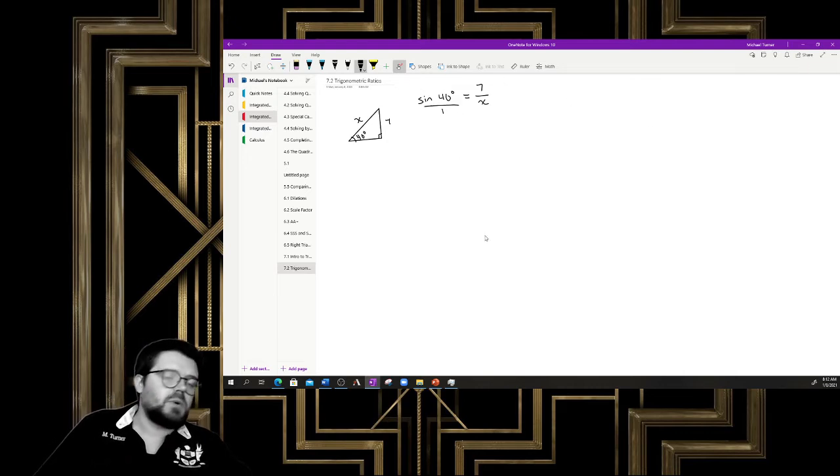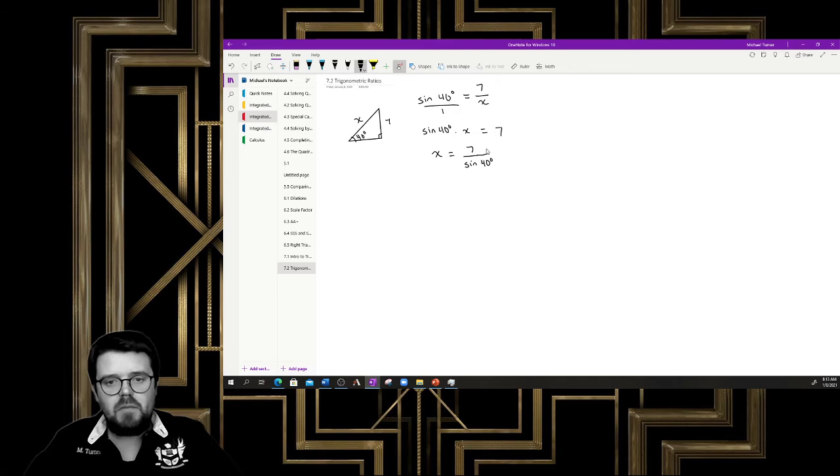This is a cross multiplication problem. So I would cross multiply. I get sine of 40 degrees times x, and that's equal to 1 times 7. To solve for x, then, I would divide both sides by sine of 40 degrees.